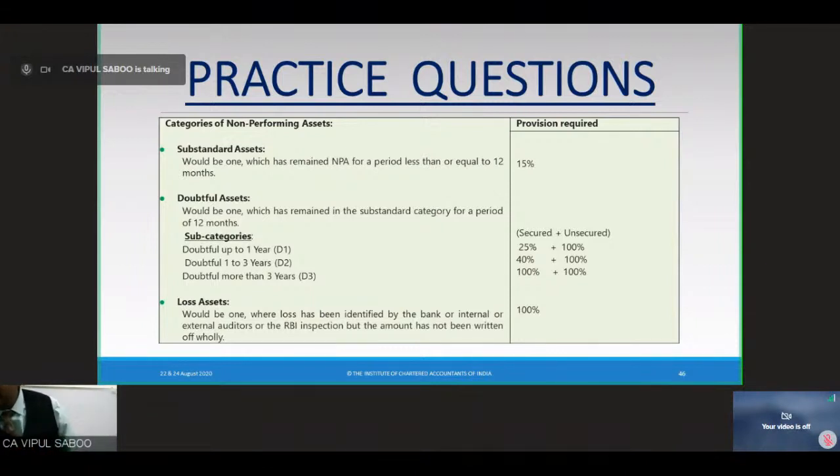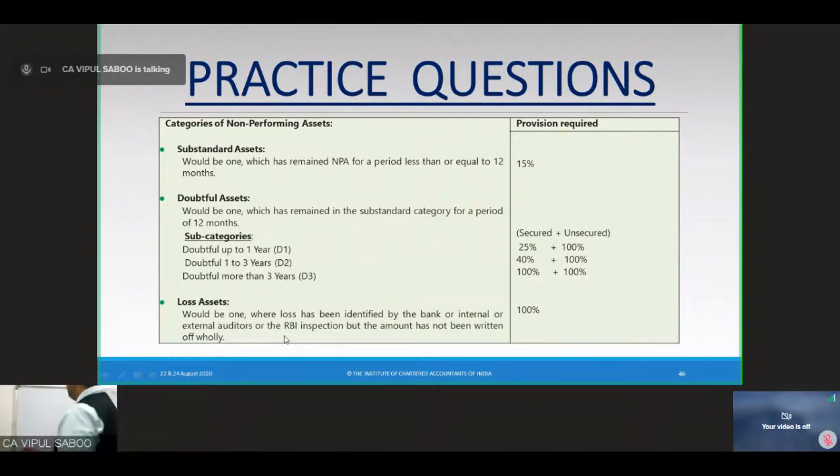On doubtful assets, D1, if it is secured, 25%. If it is unsecured, 100%. There is no security available, 100%. Doubtful, D2, 40%. Unsecured, 100%. More than 3 years, 100%. Even if it's secured or unsecured, doesn't matter, 100%. And loss assets. The loss is identified by the bank or internal auditor or statutory auditor or RBI inspection says that please write off this loan wholly from the books, right? This loan is not going to get recovered by you. This is a loss. A fraud has happened or the party has become insolvent. So this is how you do provisioning.